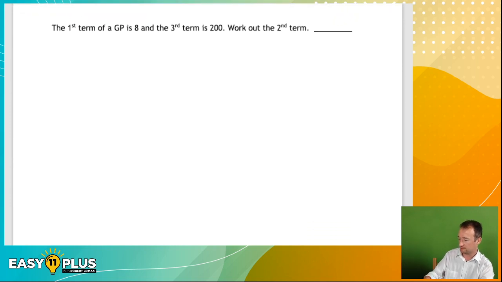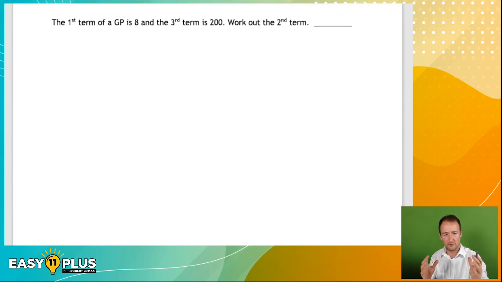Another one here. Right. The first term of a geometric progression is 8, and the 3rd term is 200. Work out the 2nd term. Right. I hope I read that with enough drama. So, often with a question like this, you're going to stare at it and think, what do I do, what do I do, what do I do? Don't do that, just start writing stuff down.